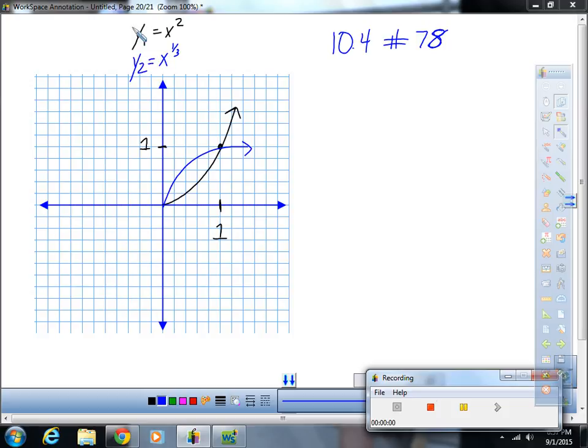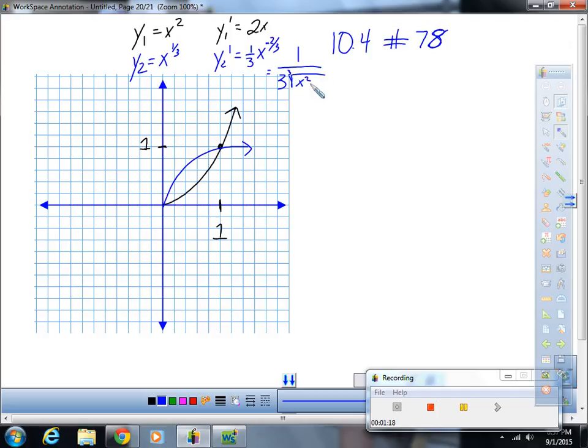Okay, I've sketched a graph here, and I've listed the blue curve as y equals x to the 1/3. The black curve is y equals x squared. Y1 prime is 2x. Y2 prime is 1/3 x to the negative 2/3, which is 1/3 cube root of x squared.